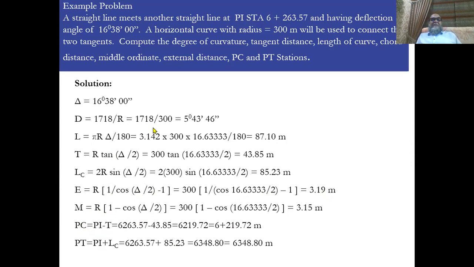PC is PI minus T. PI is given to me. What was it? 6 plus 263.57. Remember, we have to remove this plus sign. So this becomes 6,263.57 meter, or in other words, it is 6 kilometer, 263.57 meter. Nevertheless, by solving, just forget the plus. So 6263.57 minus tangent length, this is 43.85. Then point of tangent: this is PI, again 6263.57, plus this length. The length of the curve is actually 87.10 meter. I'm sorry, I misunderstood. I mistakenly used the length of chord as the length of the curve, but you will add 87.1 rather than 85.23. So you see, solving a circular curve problem is very simple.